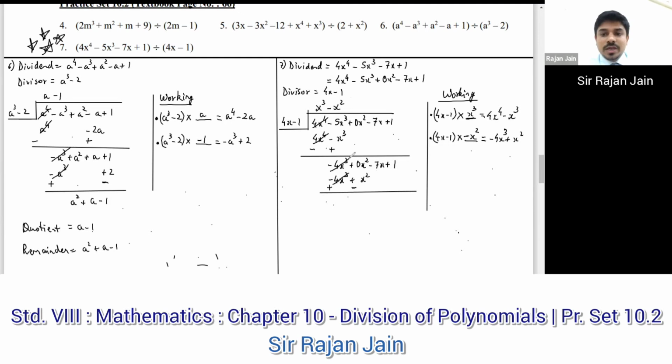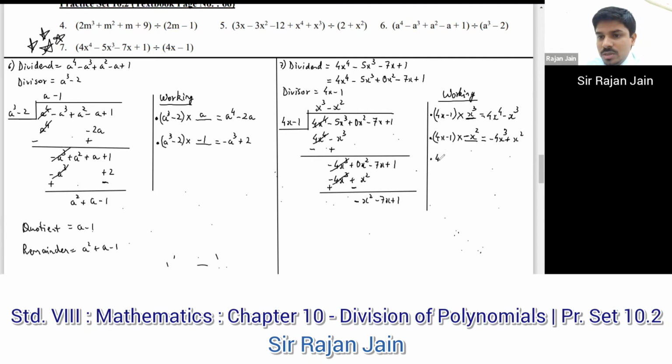This one gets cancelled. Now 0x square minus x square. Where no number is written, by default we can take it as 1. So plus 0 minus 1 will give me minus 1. But 1, we do not write it. So I just write minus x square. It is understood it is minus 1x square. The rest of the part I copy as it is. Now this is where the difficult part will start.